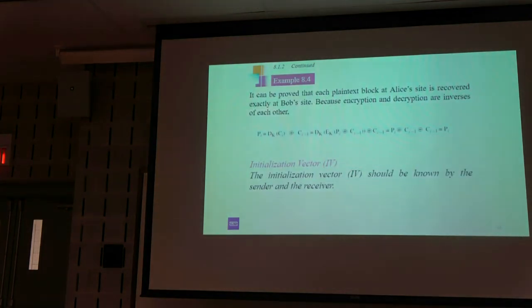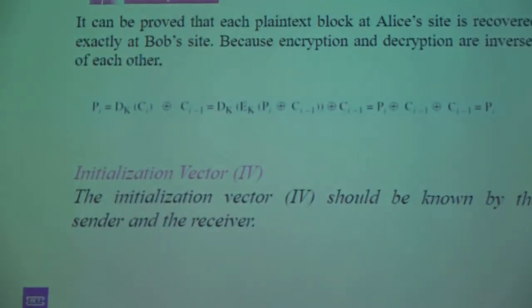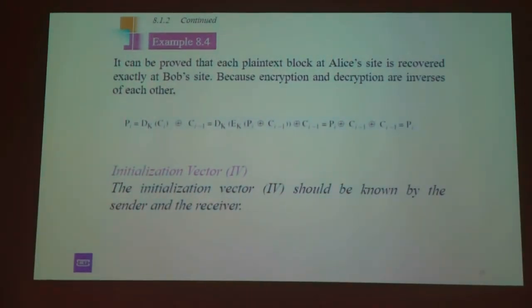Okay, so it can be proved that each plaintext block at Alice's side is recovered exactly at Bob's side, because encryption and decryption are inverses of each other. One issue is the initialization vector. The initialization vector should be known by the sender and the receiver. That's another complication. You not only need to share the key, you also have to share the IV.